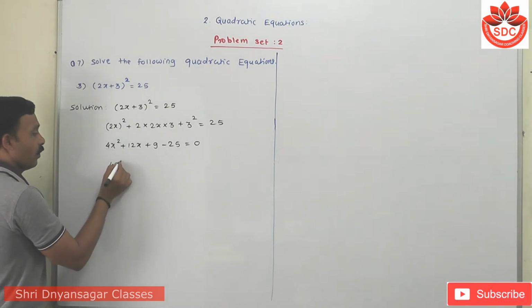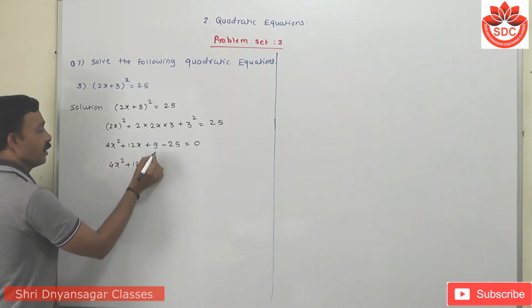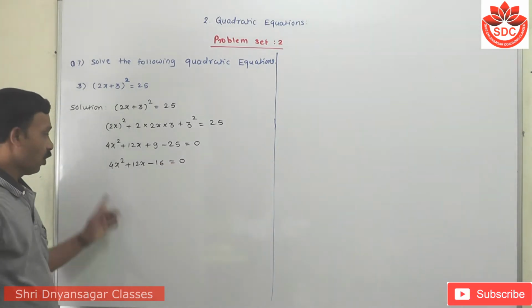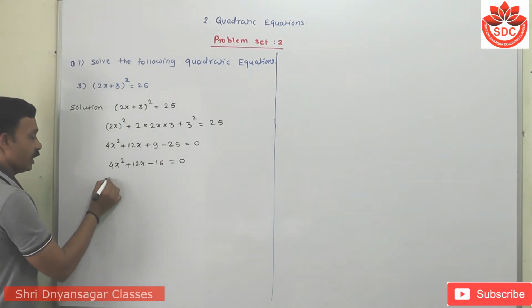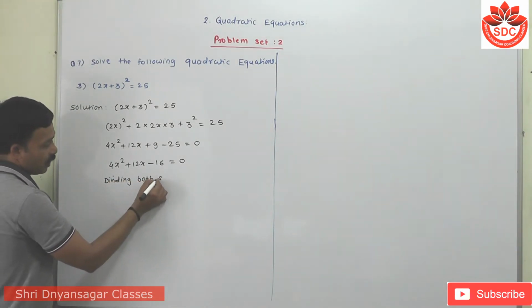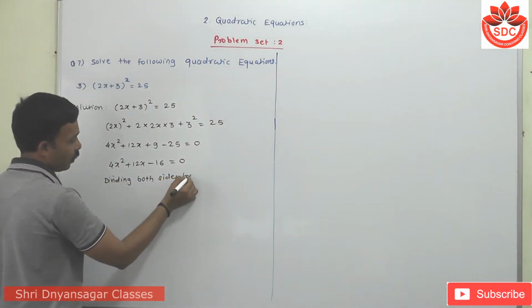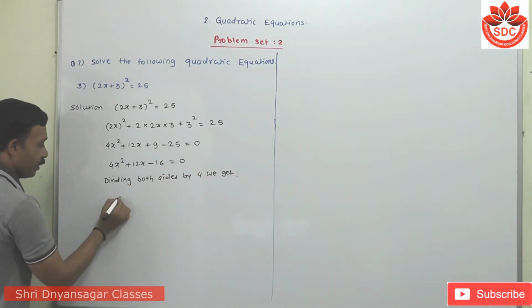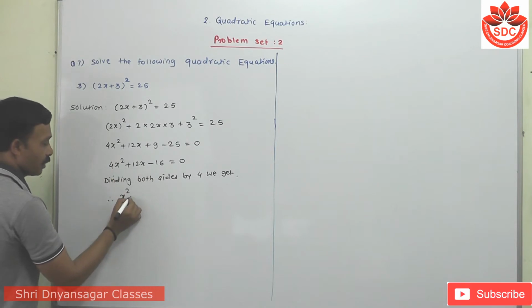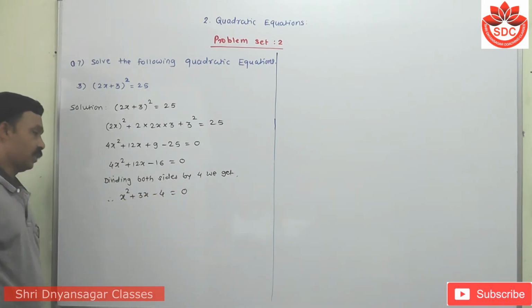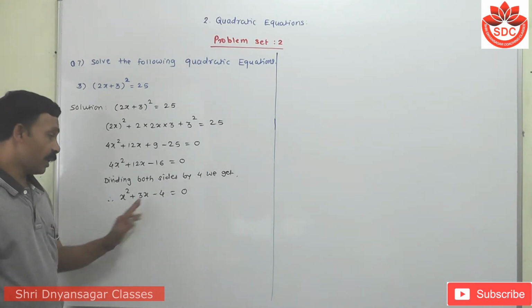Then this becomes 4x square plus 12x. The subtraction is minus 16 is equal to 0. Observe carefully, we have to divide both sides by 4. Now when we divide, the equation reduces to x square plus 3x minus 4 is equal to 0. Student, we use the factorization method here.